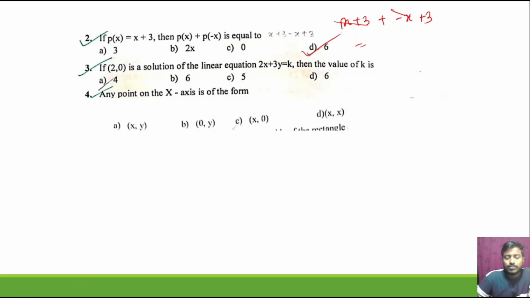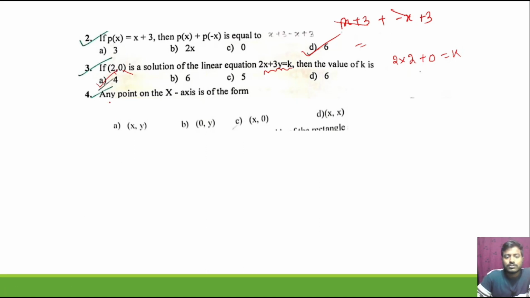Next question, question number 3. If 2, 0 is the solution of the linear equation 2x plus 3y equal to k, then the value of k equal to dash. Then put the value x equal to 2, y equal to 0. So 2 into 2, that is 4, plus 3 into 0, that is 0, equal to k. So k equal to 4. So option number A is the correct answer.